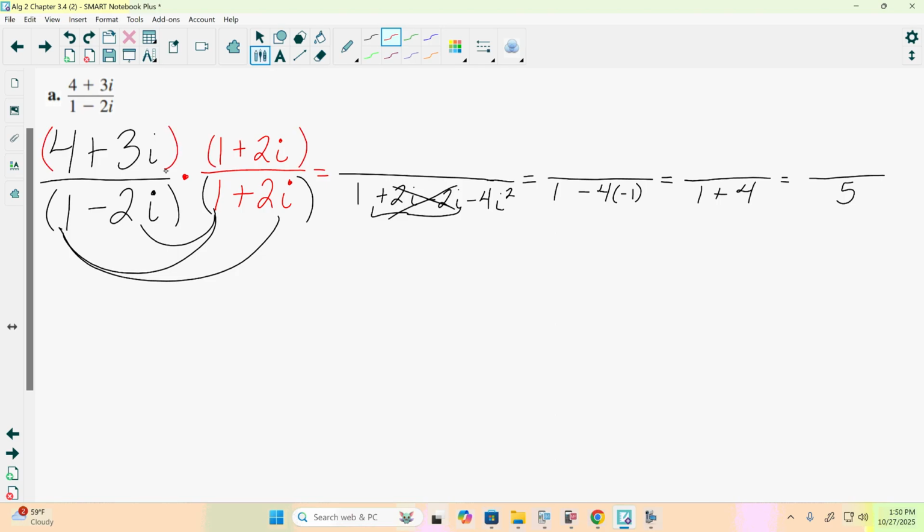Now we multiply the numerator, the top. We're going to have 4 times 1, which is 4. 4 times 2i is going to be plus 8i. 3i times 1 is going to be plus 3i. And 3i times 2i is going to be plus 6i squared.